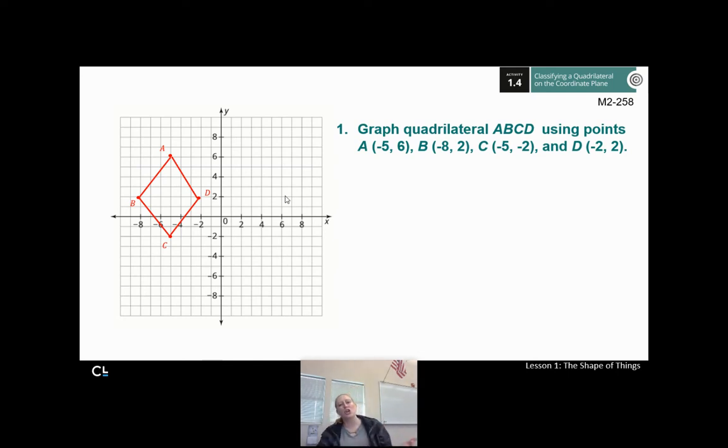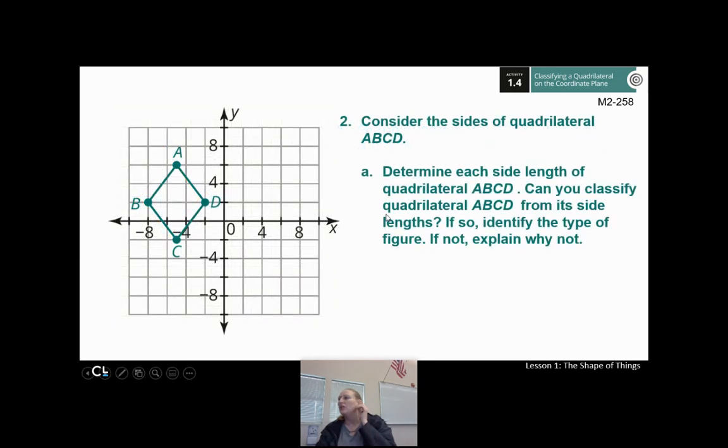So to get us started on that, I would like you to determine the side lengths. Use some distance formula to determine the lengths of the sides of quadrilateral ABCD. And can you classify it from the side lengths? And if so, tell me what type of figure it is. And if not, tell me why you can't. So go ahead, do distance formula for all 4 sides, and then decide what kind of quadrilateral it is. And then hit play when you're ready to check your work.